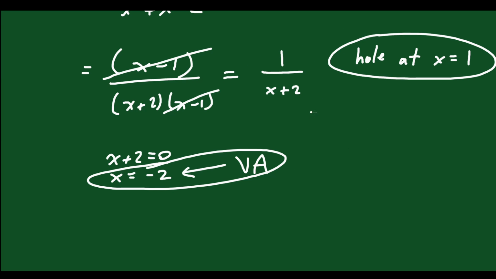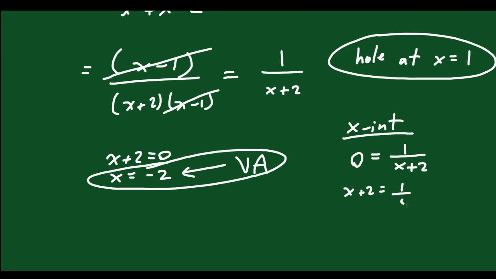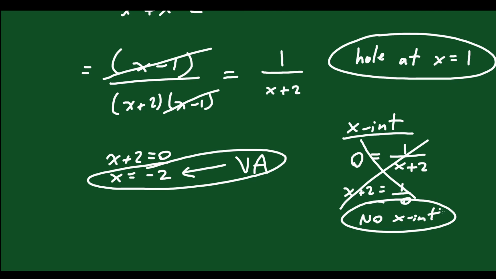And you can use this version of the function, the simplified version, to solve for your x and y intercepts. So let's say you want to solve for the x-intercepts first. You set y to 0, so 0 equals 1 over x plus 2. There's no number you can divide by, right? There's no number you can do 1 divided by to get 0, right? In fact, if you try to isolate for x here, you would get x plus 2 equals 1 over 0, which is undefined. So there is no x-intercept, right? There's no x-intercepts in this one, and that's okay, right? Because there's a horizontal asymptote at y equals 0, remember? So it would make sense that there's no x-intercepts.